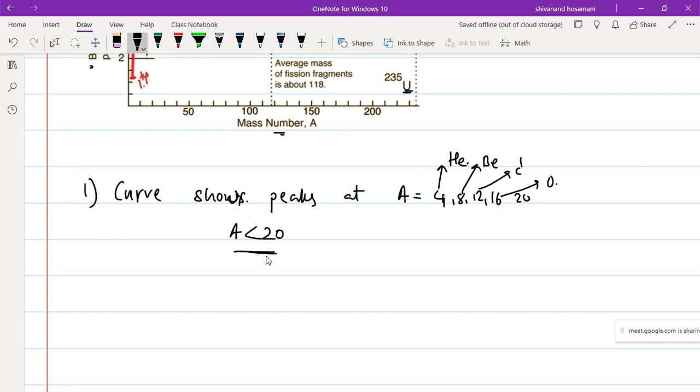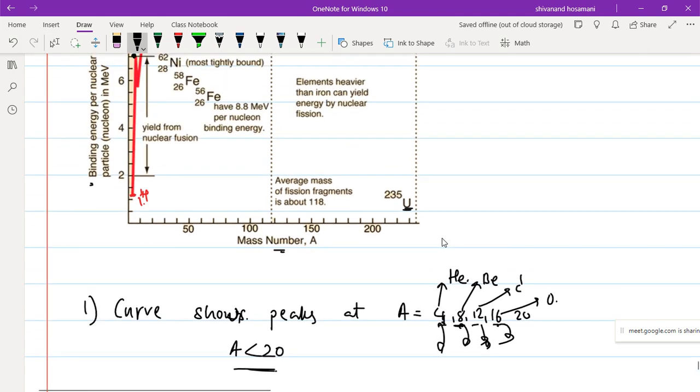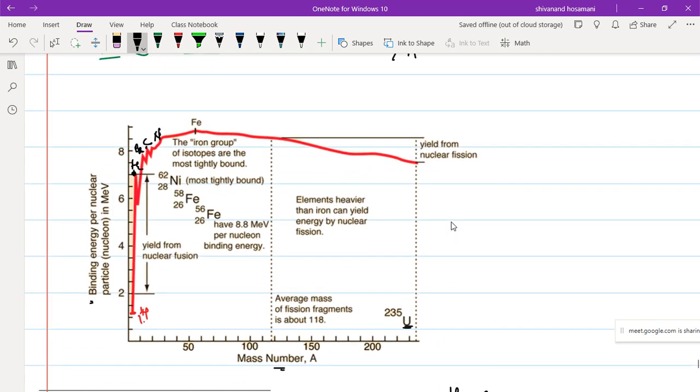If you look at this 4, then if you look at 8, 12, 16, 16 is more stable than 12. 12 is more stable than 8. 8 is more stable than 4. Their stability is going to increase by their peaks. These are the elements which are actually stable only. Compared with their neighbors, they are stable, but they are not the most stable.